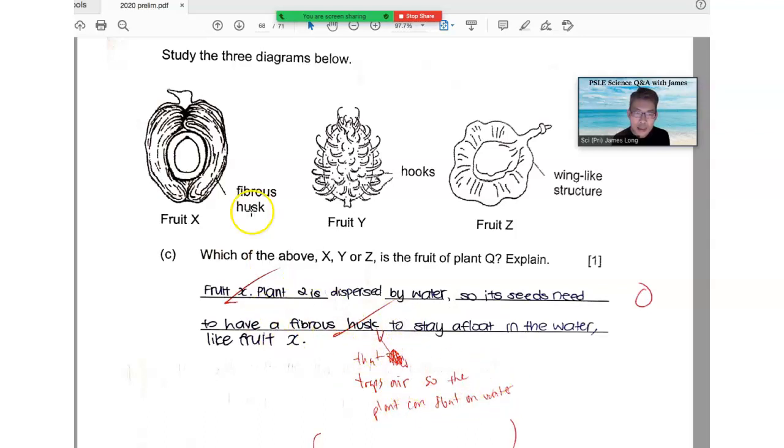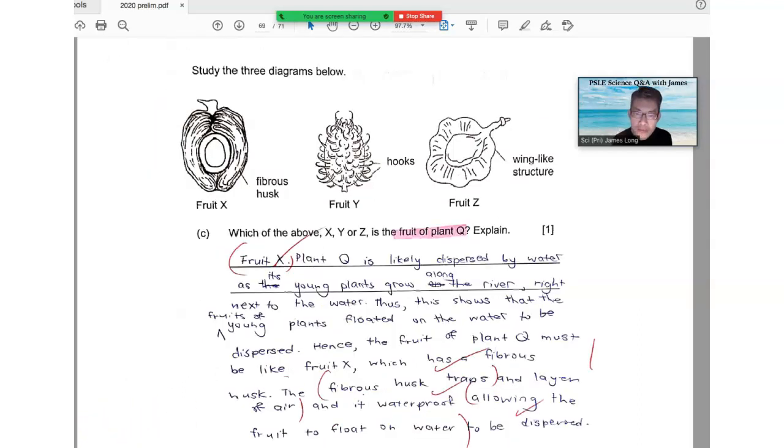Don't just quote this given phrase, fibrous husk. So what? How does a fibrous husk work? You're supposed to explain how it helps this fruit to disperse by water. For it to disperse by water, it must be able to float. How can it float? There must be something to trap air. So all this portion has to be in, not just simply fibrous husk.